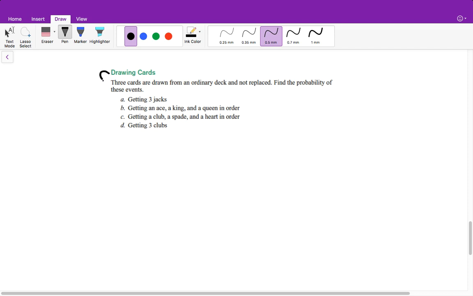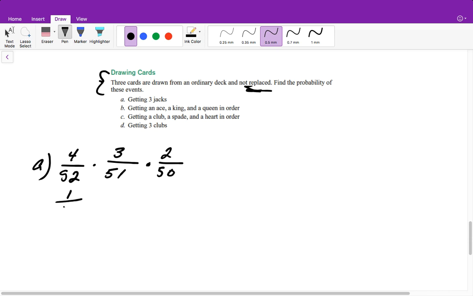Here, 3 cards are drawn from an ordinary deck and not replaced. That's a key word that lets us know they are dependent. Find the probabilities of these events. A, getting 3 jacks. The first time, we have a 4 out of 52 chance of getting 1 jack. The second time, we have 3 jacks left out of 51 cards. The third event will be 2 jacks out of 50 cards. I'm going to reduce these first. It'll be 1 out of 13 times 3 out of 51 times 1 out of 25.